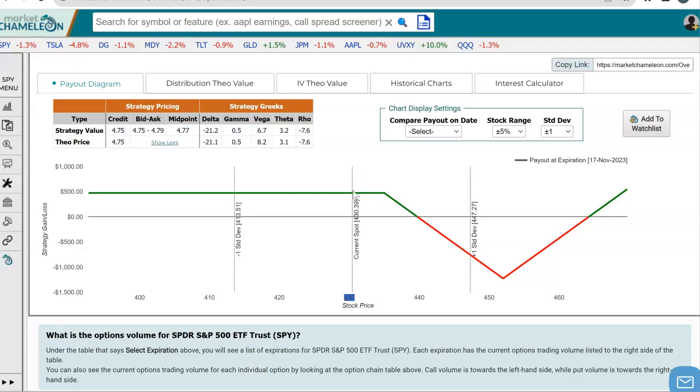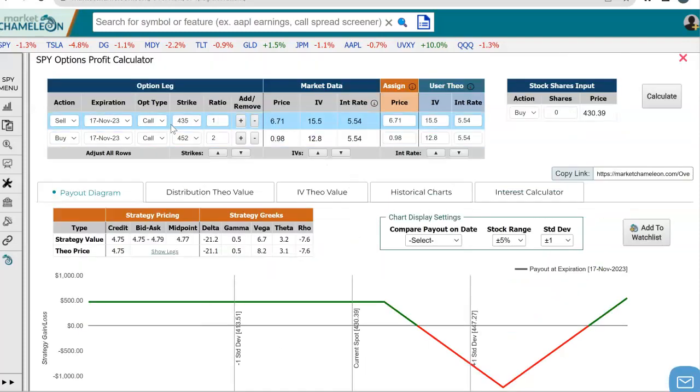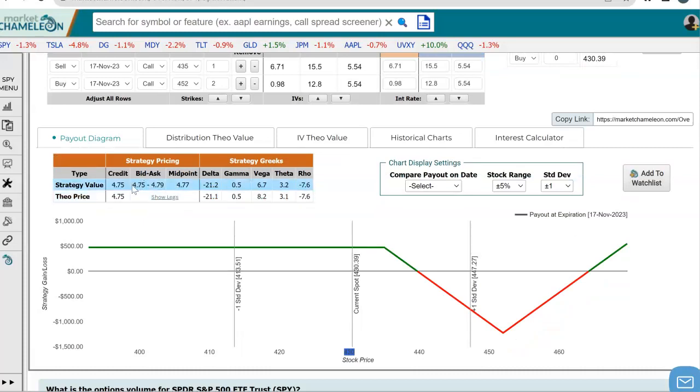Now, if the stock just sits here, right here, this is the stock right now around 430, this line. Well, if it sits here, both of these options will expire worthless, right? Because they're both out of the money. And you get to keep this credit, $4.75. And as you can see here, anywhere it goes down from there, it's the same situation. Both those calls are out of the money. They expire worthless. You keep that credit.